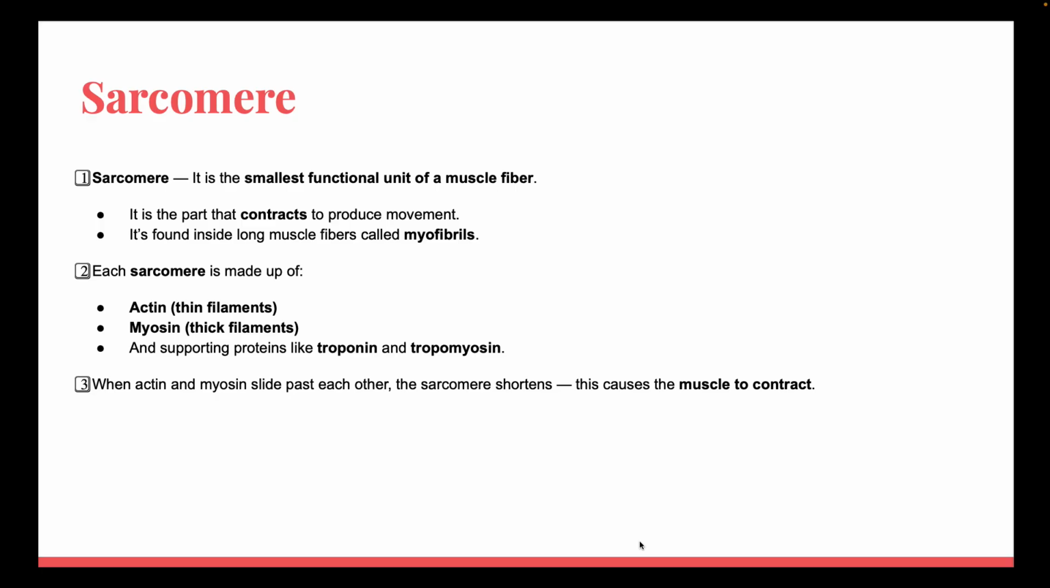And this sarcomere is where contraction happens because it has these prominent proteins, actin and myosin, which are the protein filaments found in the fiber. These are responsible for contraction in the muscle fiber. We will talk about their functions later.